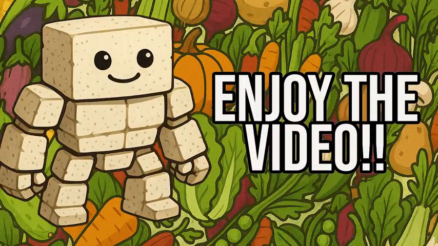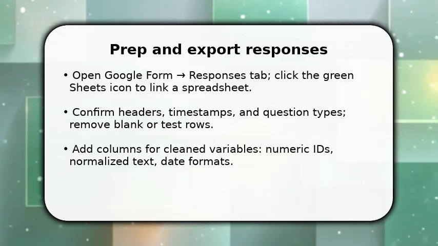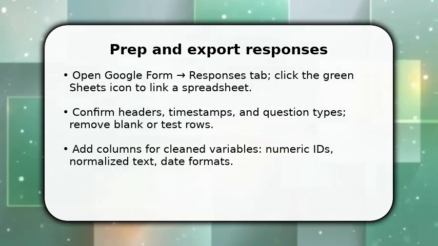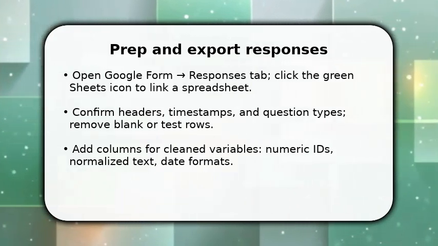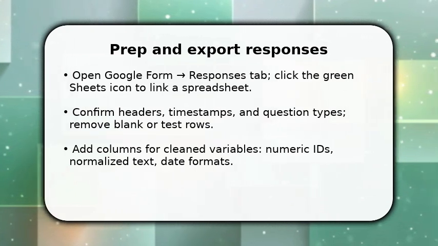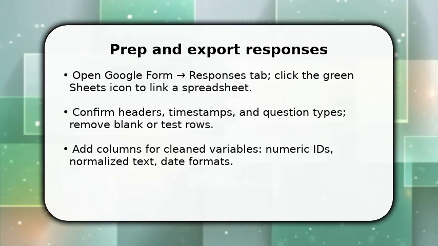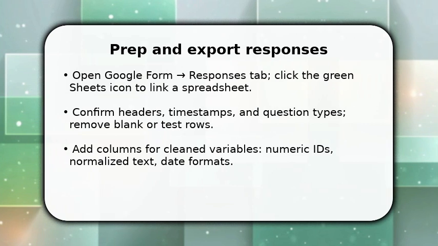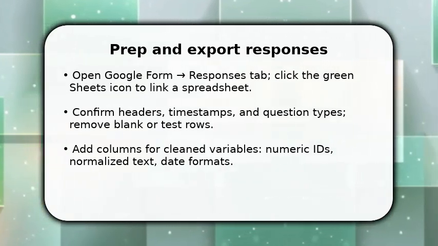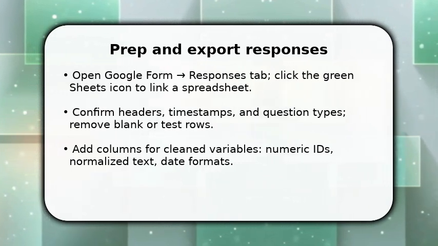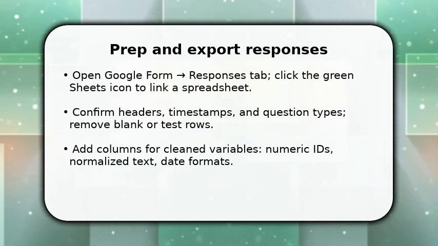Please enjoy the video. You start by linking responses to Google Sheets so you can manipulate raw data. This gives you a reproducible source. Once done, scan headers and timestamps to ensure each question maps to a column, then delete any blank or obvious test rows. Next, create new columns for cleaned variables like numeric ID, normalized text responses, and consistent date formats. Make sure to freeze the header row for easier navigation. These preparations speed analysis and prevent mistakes in later steps.